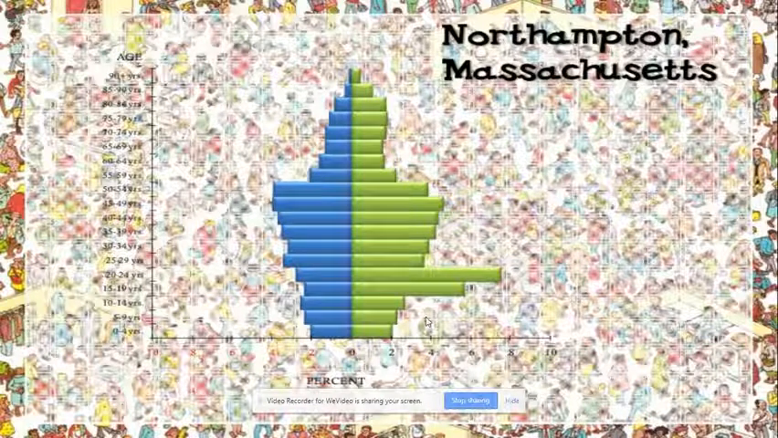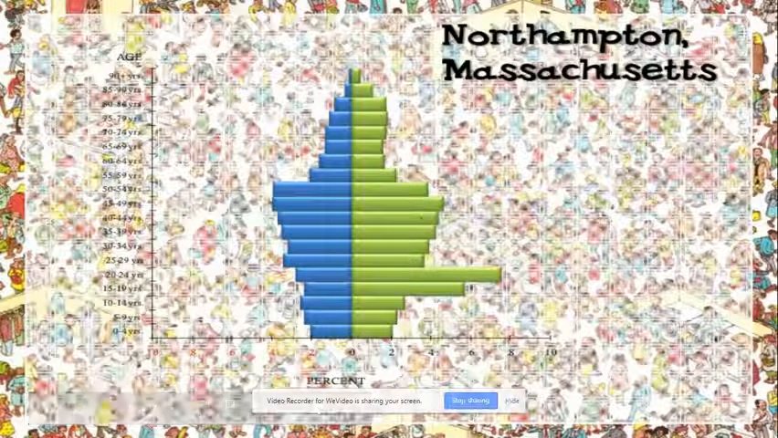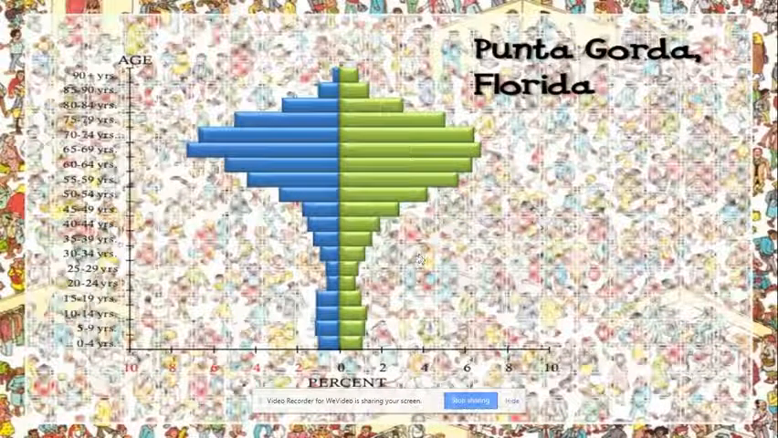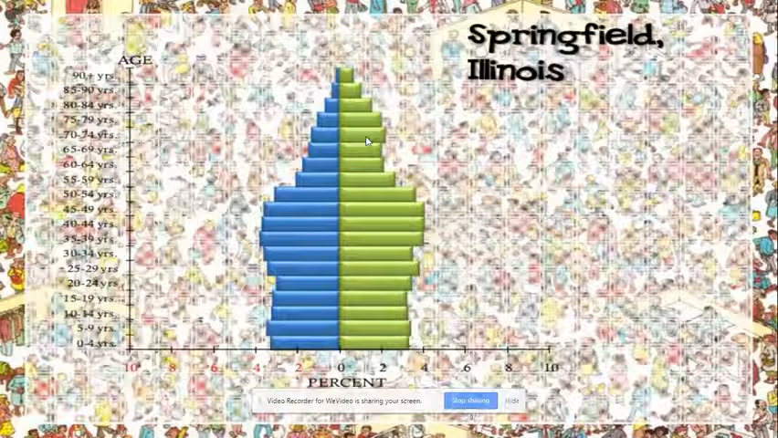Northampton, Massachusetts is home to a women's college. So again, you see here this skewing because of the women who go to school there. Punta Gorda, Florida, like many other places in Florida, is a retirement community. So you see this is where the older population comes in. There aren't a lot of people who raise children here, but a lot of elderly people live here.